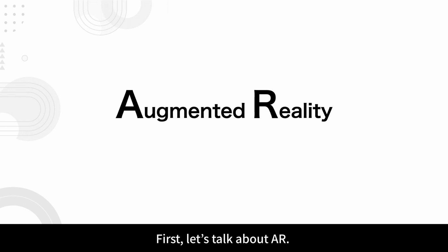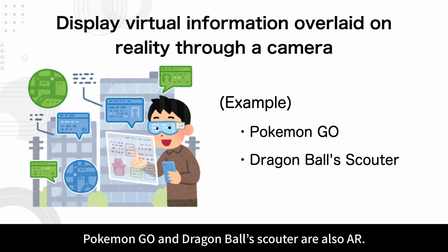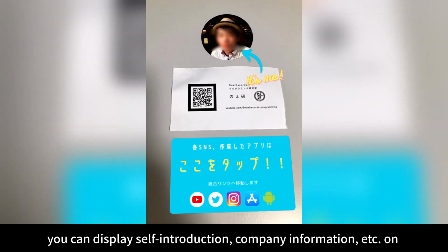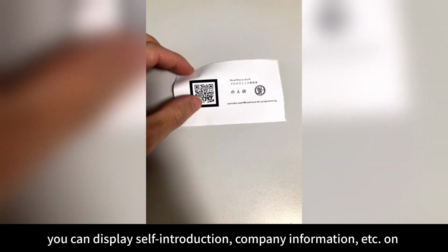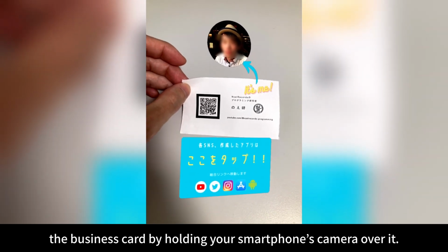First, let's talk about AR. AR stands for Augmented Reality. It is a technology that superimposes virtual information on real images captured by a camera. In an easy-to-understand example, Pokémon Go and Dragon Ball Scouter are also AR. By using AR technology to create a business card, you can display self-introduction, company information, etc. on the business card by holding your smartphone's camera over it.